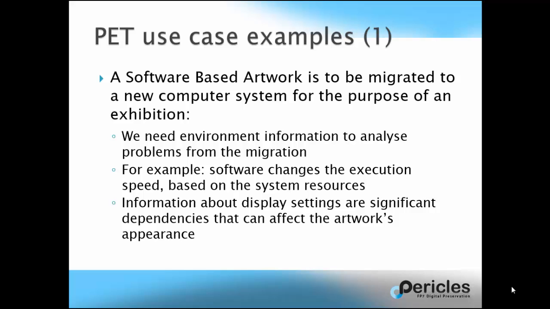The first application example is linked to the art domain. Let's say a software-based artwork is to be migrated to a new computer system for the purpose of an exhibition. The software component of the software-based artwork has a strong dependency on the computer system environment. We need environment information to analyze problems the migration might cause. For example, external running processes that can affect the availability of resources or external network dependencies. For example, software execution speed changes based on available system resources.